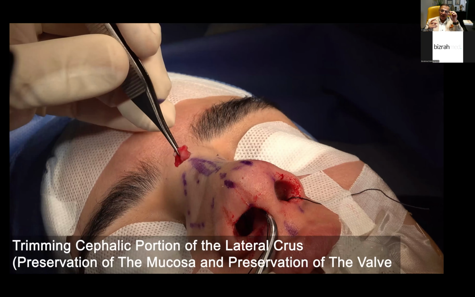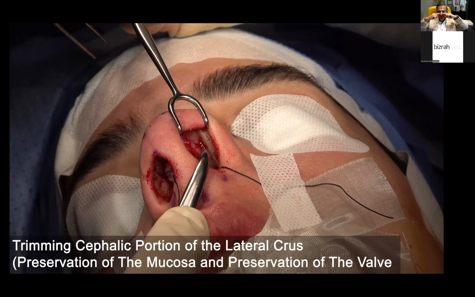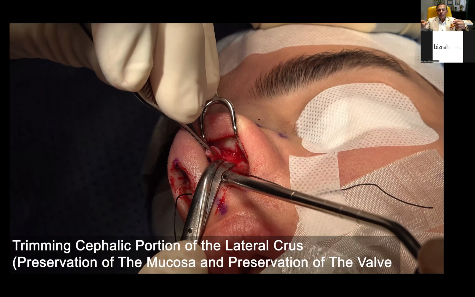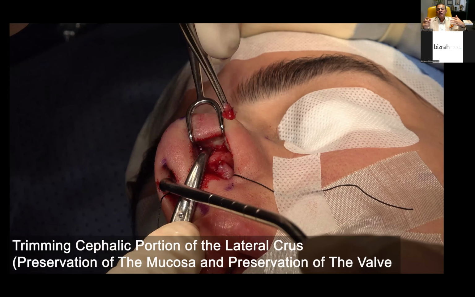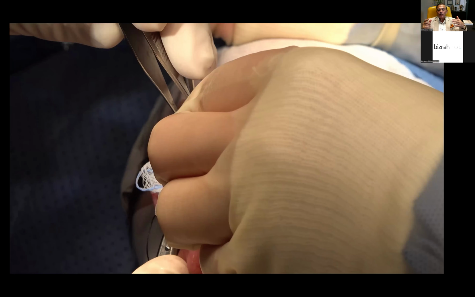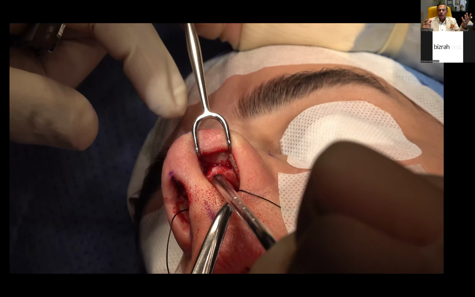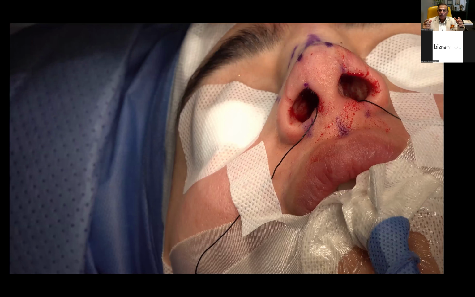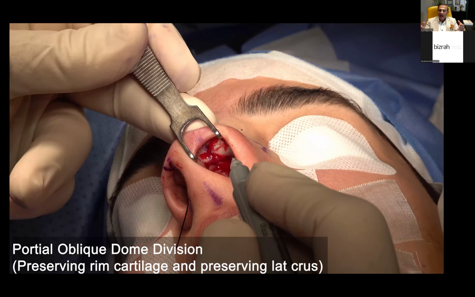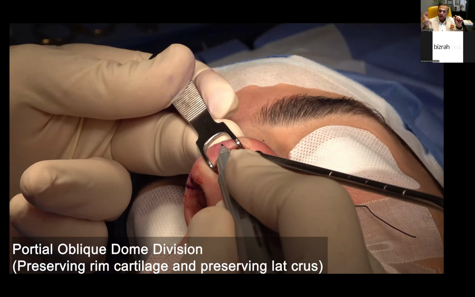This will also reduce the supraalar fullness, plus it will give you more space for rotation, because you need space for rotation. So therefore, you have to trim a very small portion of the cephalic lateral crus in order to reduce the supraalar fullness and have space allowing for rotation.